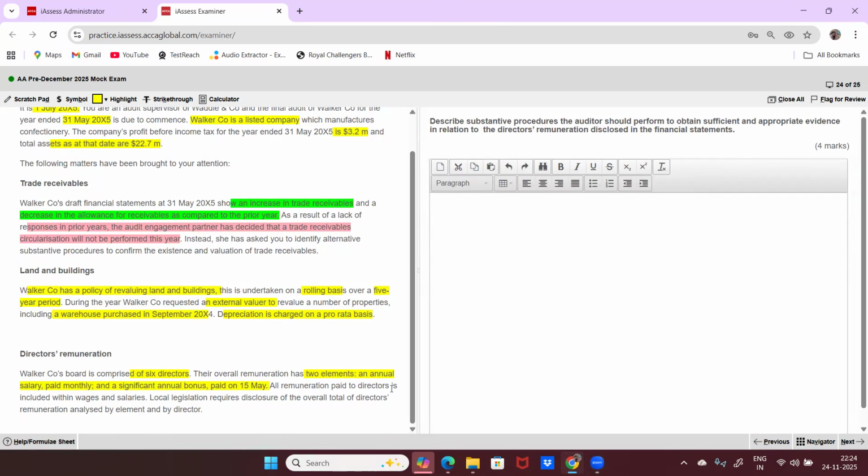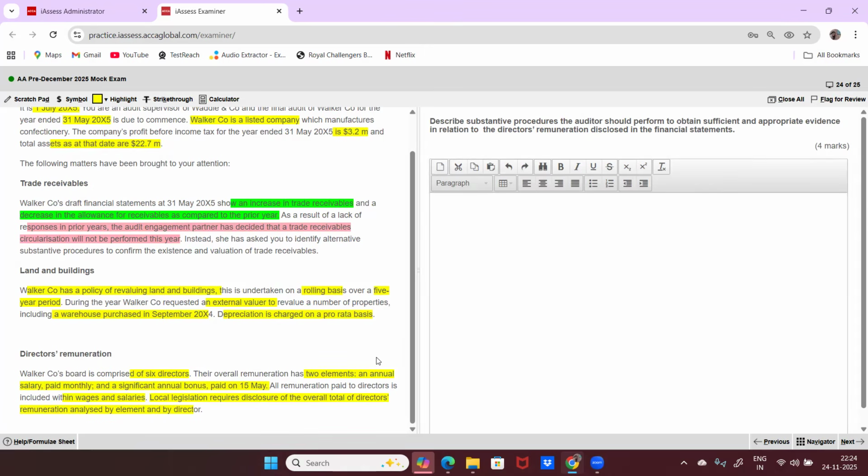All the remuneration paid to, so how many? 6 directors, 2 elements, 2, bonus paid on 15th May, 3. All remuneration paid to directors is included within wages and salaries. Fourth, local legislation requires disclosure of the overall total of directors' remuneration analyzed by element and by director. So it requires a breakdown of it by the element and by the director also. The separate disclosure has to be done. So that's 5th point. So 5 points we were able to identify from here.